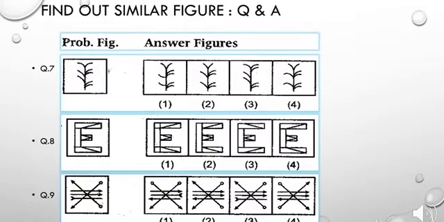Let's move on to the next question. In question number 9, we have a problem figure and there are 4 options given. We see that there are arrows mentioned in the problem figure. So let's study the arrows. We can pick from anywhere and start comparing with answer figures so that we can reject some of the options. So let's study first this arrow.